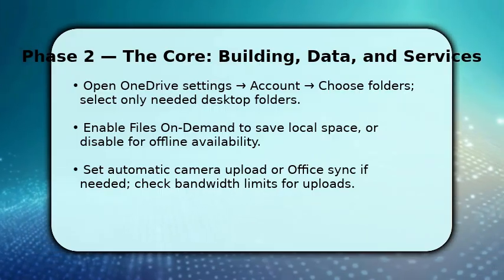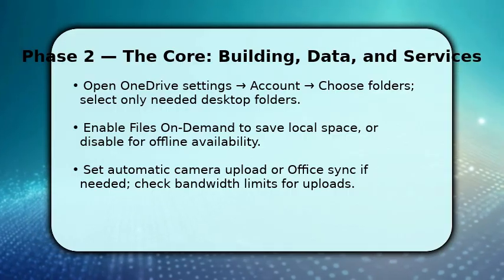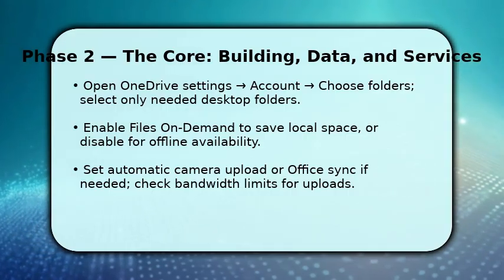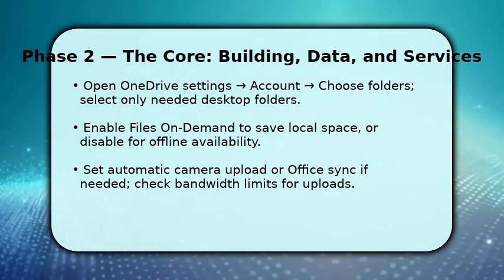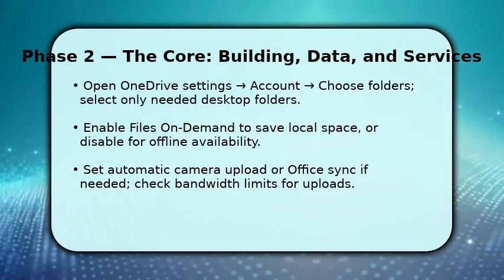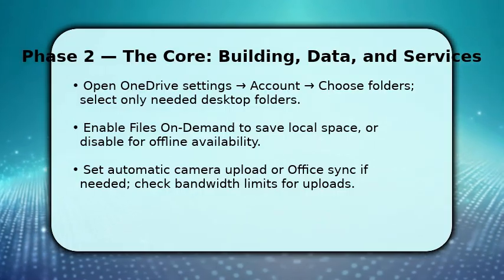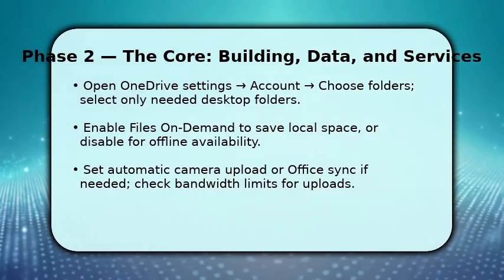If you need offline access, turn it off for specific folders. Adjust Office integration to auto-sync Office files and set upload limits to avoid saturating your network. Once done, confirm the desktop folder shows the OneDrive icon overlay.